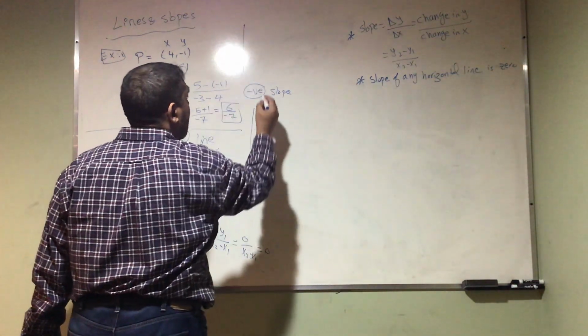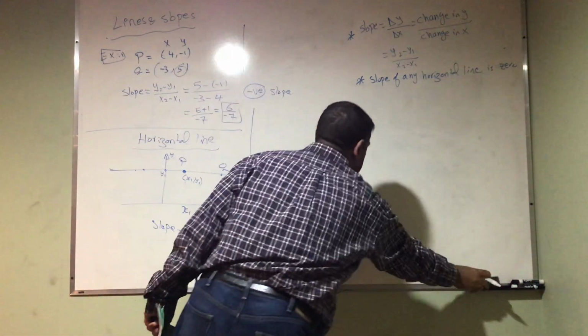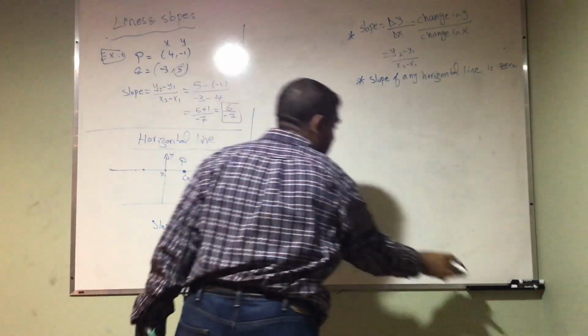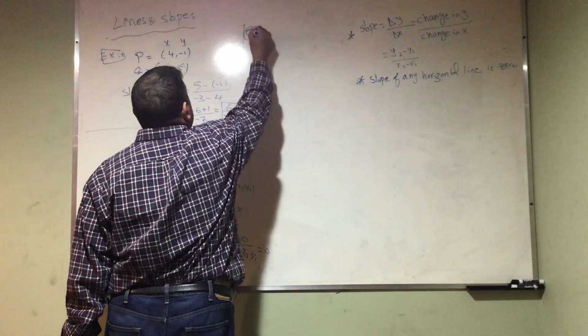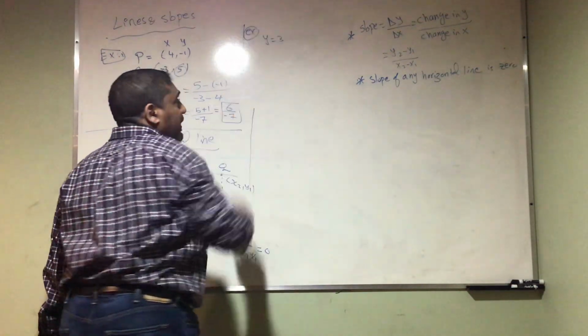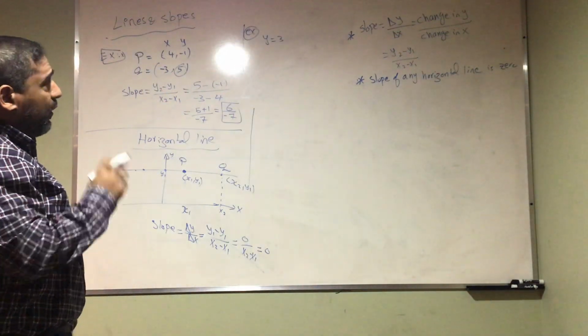What is the example here I could have? I take this one here, negative out. So what do you have here, for example? If I take y equals, say, 3. Y equals 3. So y equals 3 here.